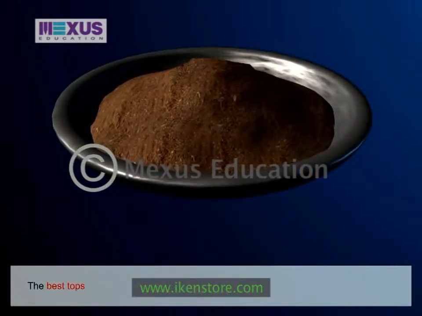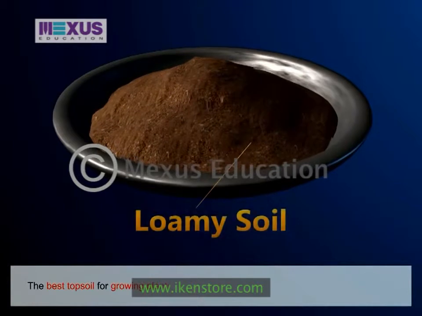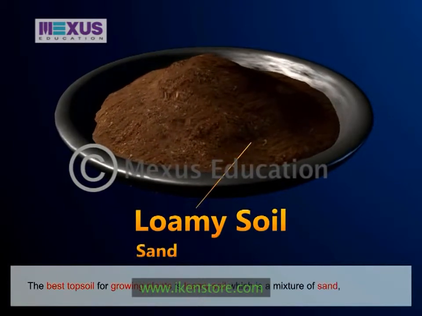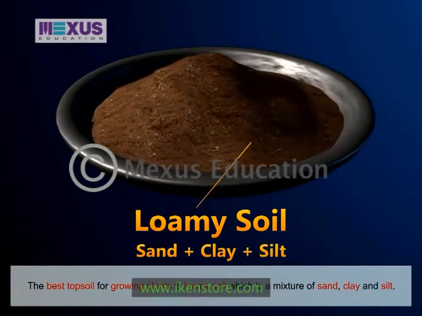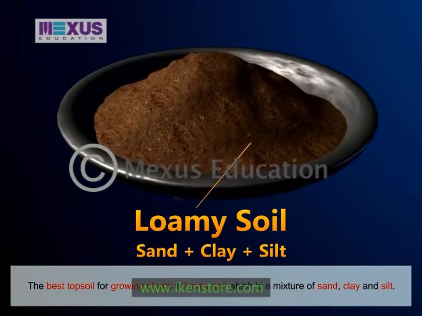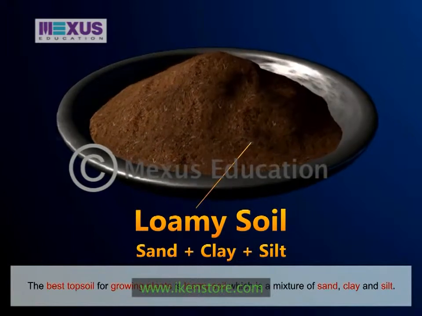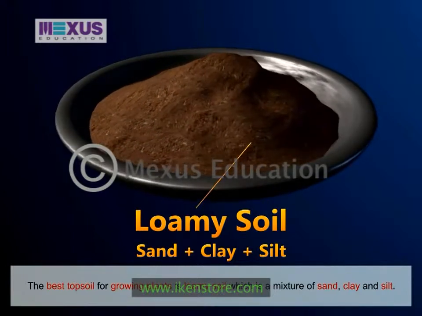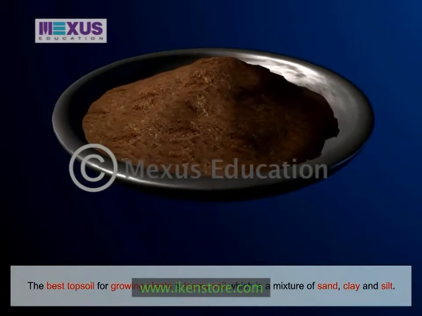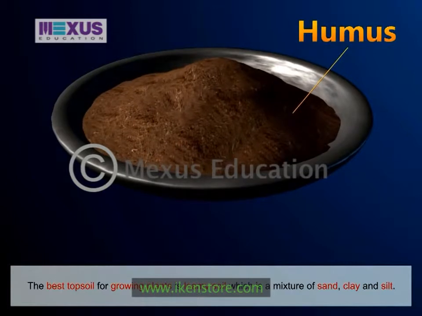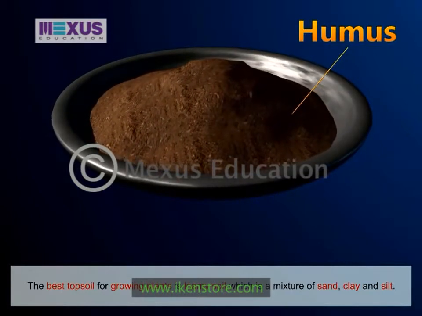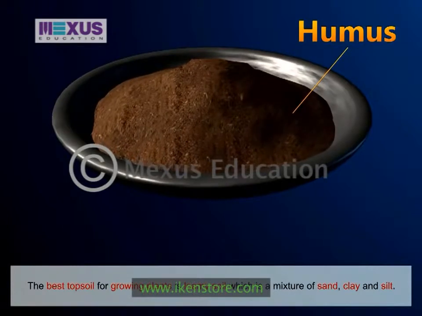The best topsoil for growing plants is loam. Loamy soil is a mixture of sand, clay and silt. Silt occurs as a deposit in river beds. The size of the silt particles is between those of sand and clay. The loamy soil also has humus in it. It has the right water holding capacity for the growth of plants.